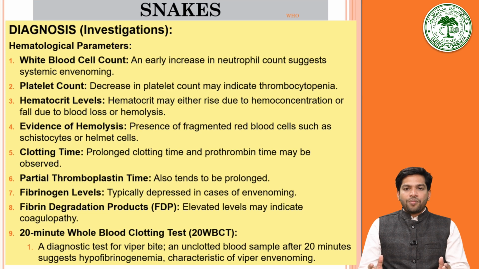And one of the very important hematological tests in case of a snake bite is the 20-minute whole blood clotting test. This is usually useful in case of viper envenomation. It is the diagnostic test for the viper bite. To perform this test, an unclotted blood sample after 20 minutes suggests hypofibrinogenemia, which is suggestive of viper envenomation. So this is a very important test to detect viper envenomation. That is the 20-minute whole blood clotting test.